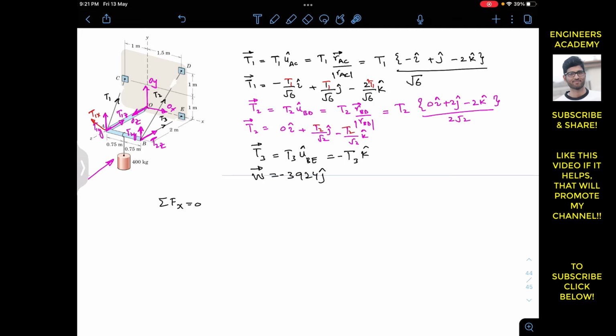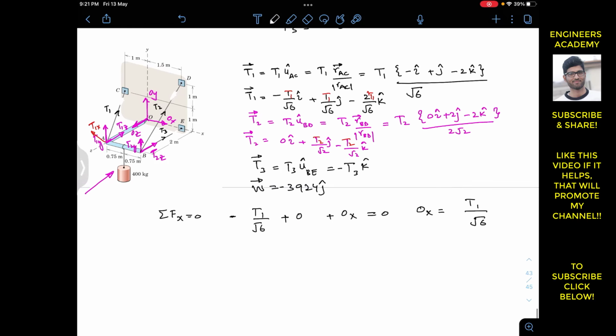So as we can see, we need to add all the x components of T1, T2, and T3 and the weight. So the x component of T1 is minus T1 divided by square root 6. Then we have 0i plus 0i, and then in the x direction we have OX. Remember that reactions now, that is OX. So we will write plus OX. There is no need to write the i in this equation. So this is equal to 0, and from this we can write that OX is equal to T1 divided by square root 6, and T1 is 4805.